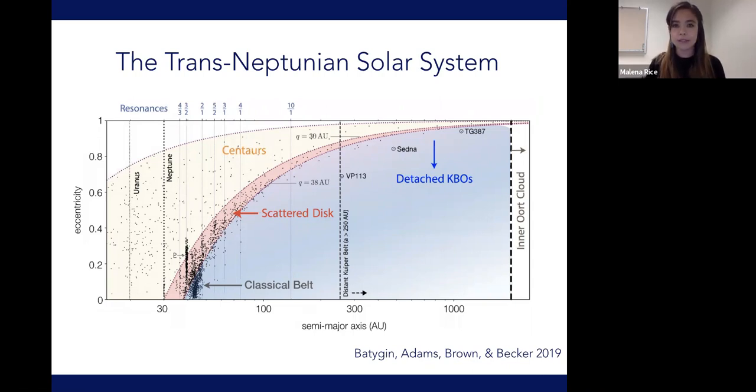Of these distant objects, there are only about a handful that orbit entirely exterior to Neptune's orbit. So this is just a few objects that can't be directly scattered or dynamically interact with the solar system planets. And these are the detached Kuiper belt objects. They've been the subject of a lot of debate over the past few years. And so because of this, they're also the primary population that we're targeting within this survey.